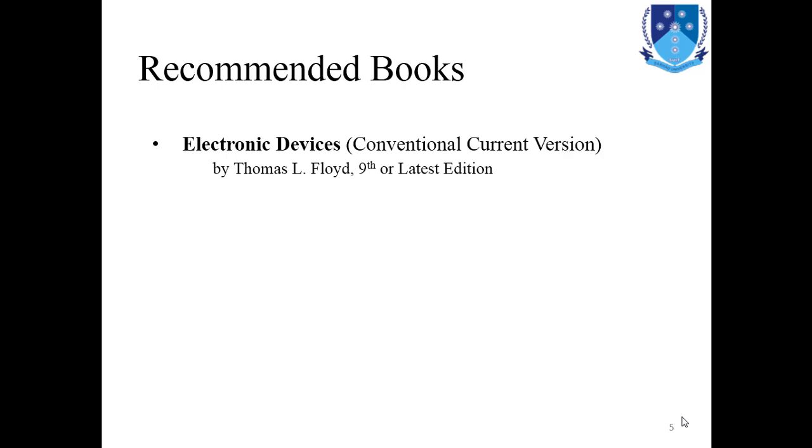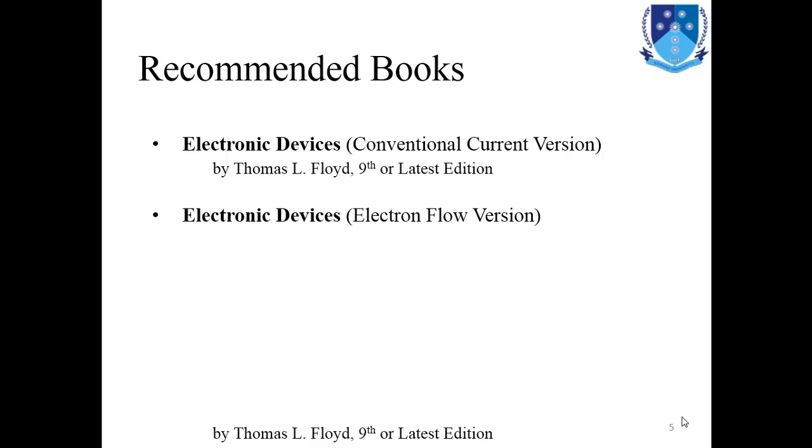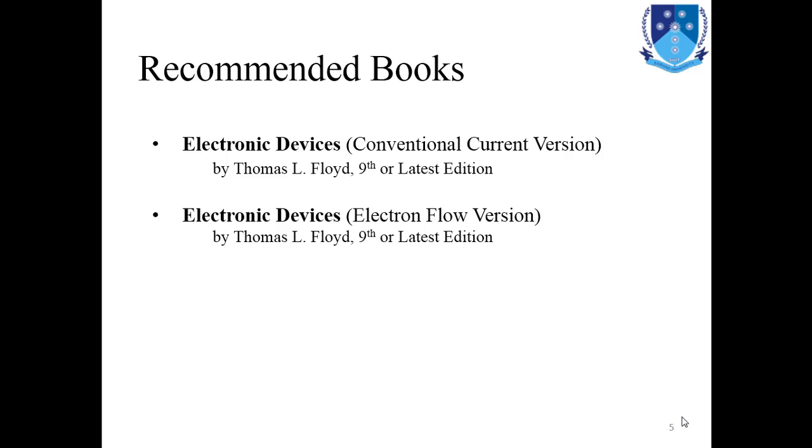Recommended books for this course include Electronic Devices, authored by Thomas L. Floyd. We are using the 9th edition of this book. If you have any later edition, it is also acceptable. Remember that Electronic Devices, authored by Thomas L. Floyd, has two versions. One is known as a conventional current version, while the other one is known as an electron flow version. Remember that most of the contents of this lecture are taken from the conventional current version of the Electronic Devices book.